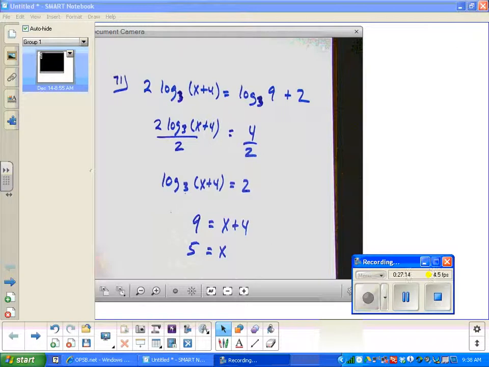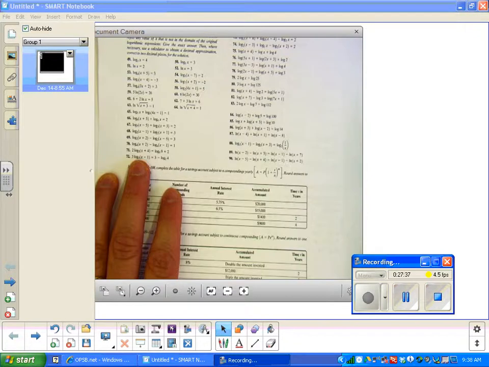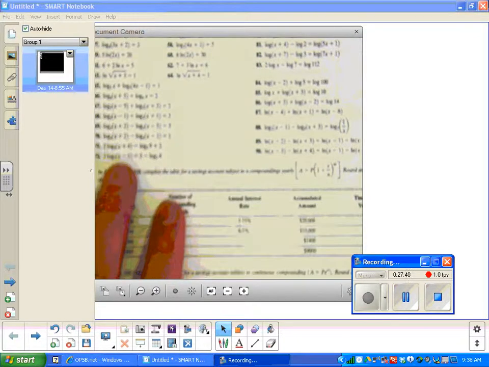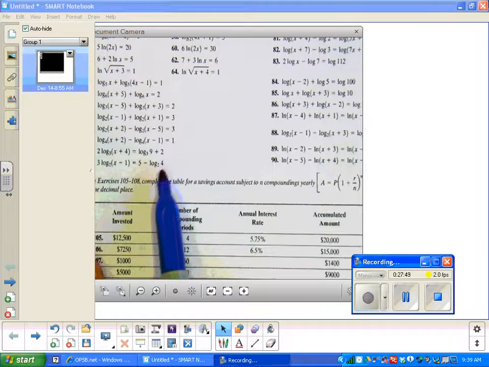Now let's look for another one like that, like number 72. Look at this one. You're going to have to do 72. Right here, what is this? That's just 2. Let's see if I can find another one. I don't think I really see any other ones like that.